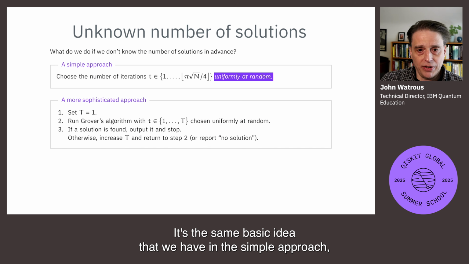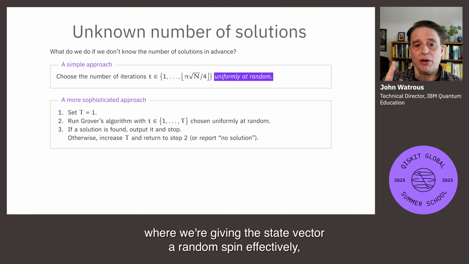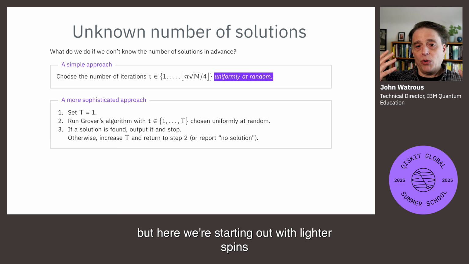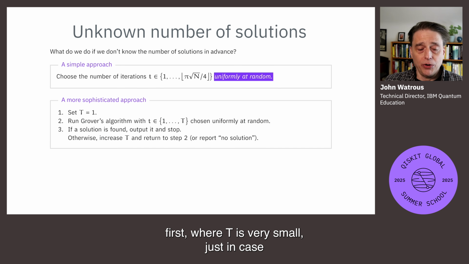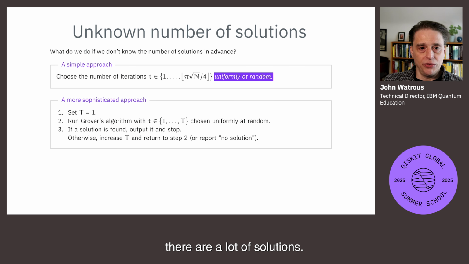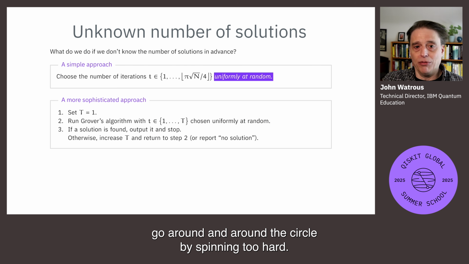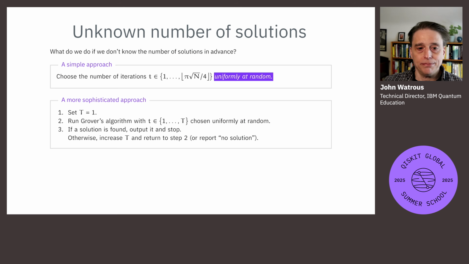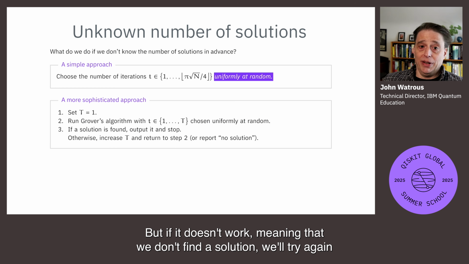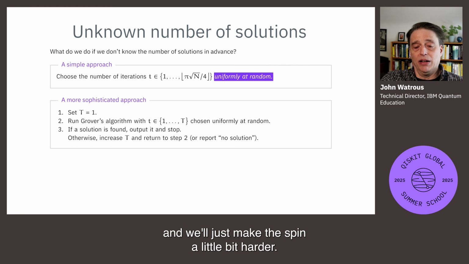It's the same basic idea that we have in the simple approach, where we're giving the state vector a random spin effectively. But here we're starting out with lighter spins first, where t is very small, just in case there are a lot of solutions, and this way we won't waste queries by making the state go around and around the circle by spinning too hard. But if it doesn't work, meaning that we don't find a solution, we'll try again, and we'll just make the spin a little bit harder.